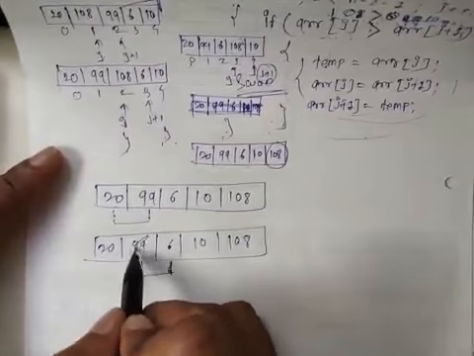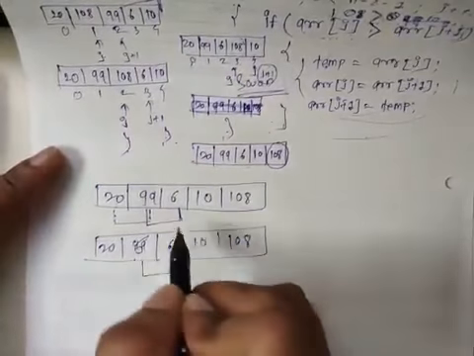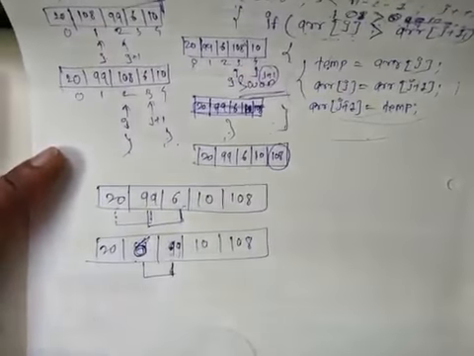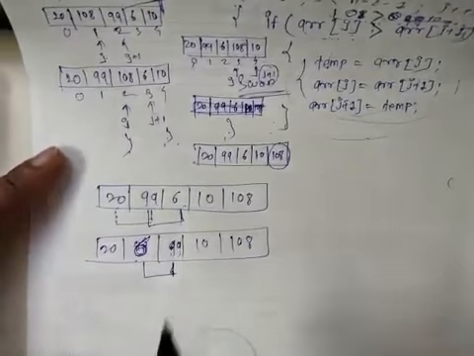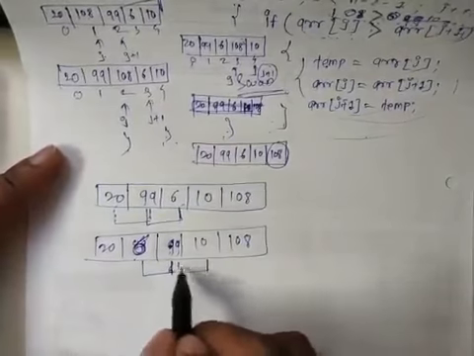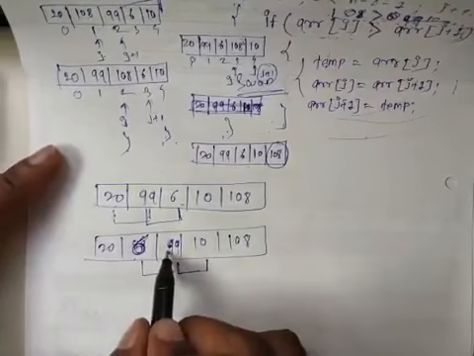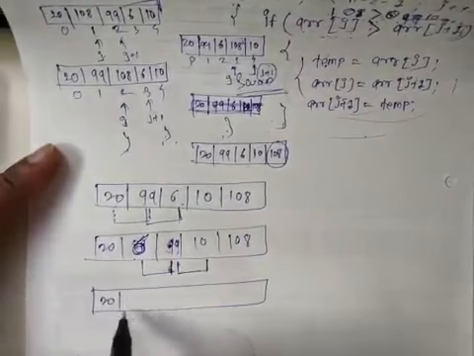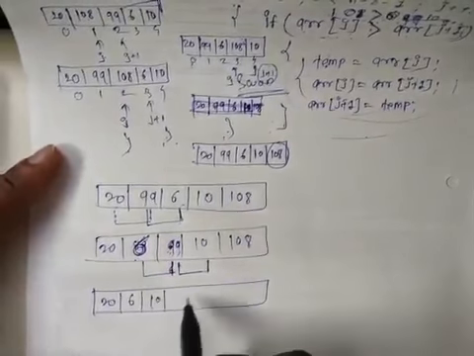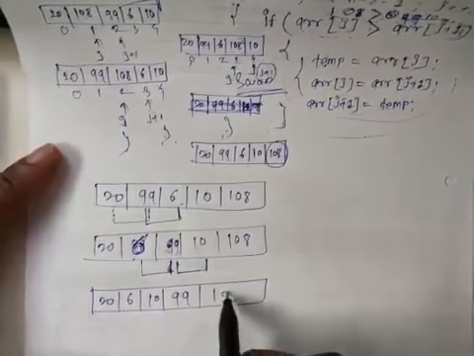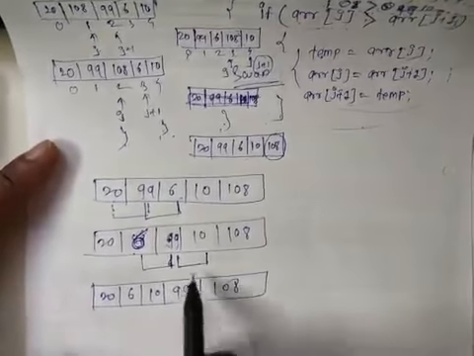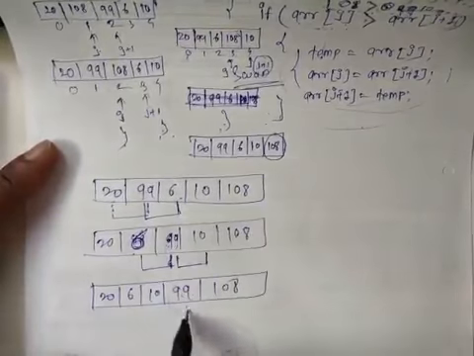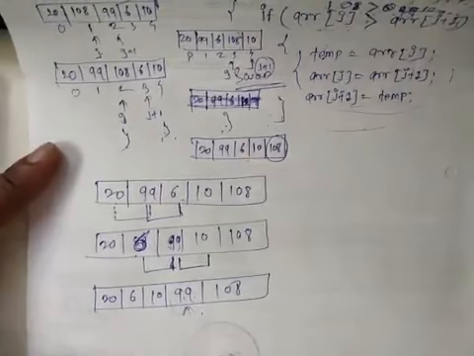So basically 99 compares with this 6. So 6 will swap with this, 99 comes here. And the next step, this 99 is going to compare with 10. So 99 is greater than 10, then 10 will be swapped with 99. So this is 20, 6, 10, 99, and here comes your 108. So the second largest element of this array has bubbled out to the top of the array.